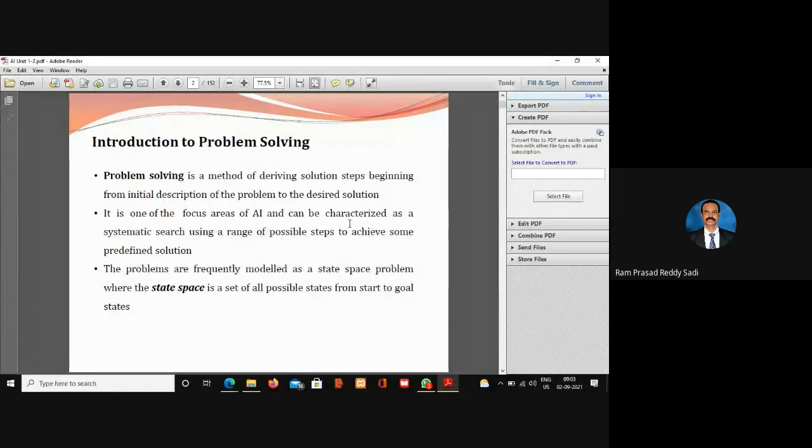This concept is important. So how do we solve problems?